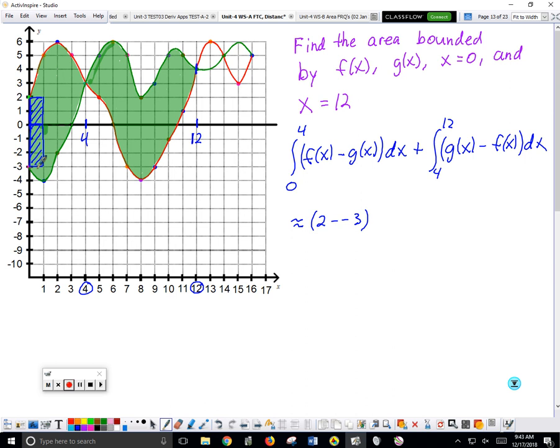Then I go to the next subinterval, multiply by the width, which is 1. So for the next subinterval, the value of f on the left of that subinterval is 5. The value of g is -4. So I find that area. So 5 subtract -4 gives me the correct length of the rectangle, which is 9.